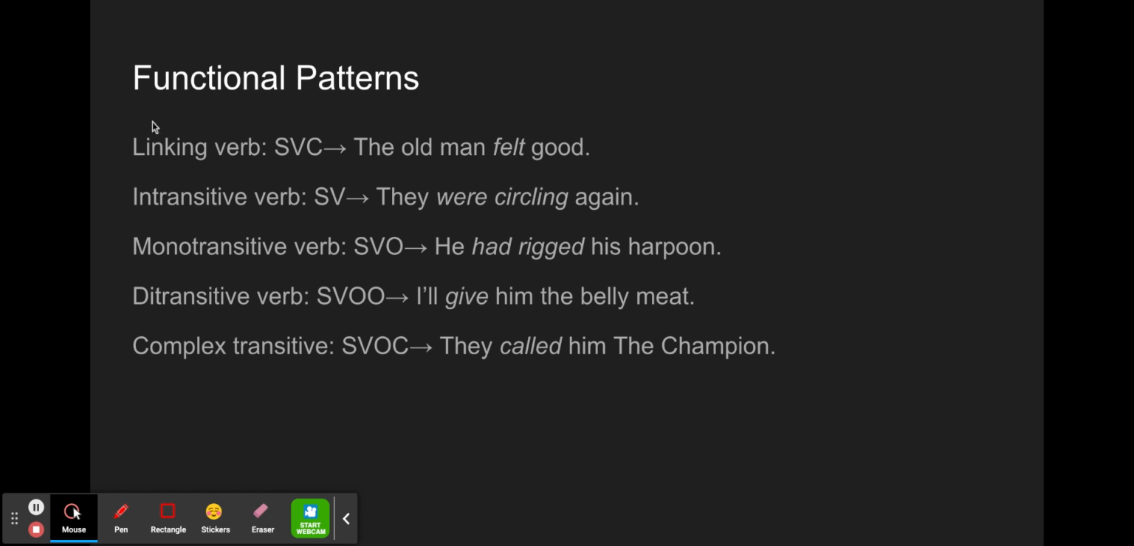So this is just a more quick guide to your functional patterns. But if you want a more detailed version, I'd recommend looking at the direct object and the indirect object parts of it. And here are some sentence examples. I don't really feel the need to go through them right now, but screenshot them if it helps.